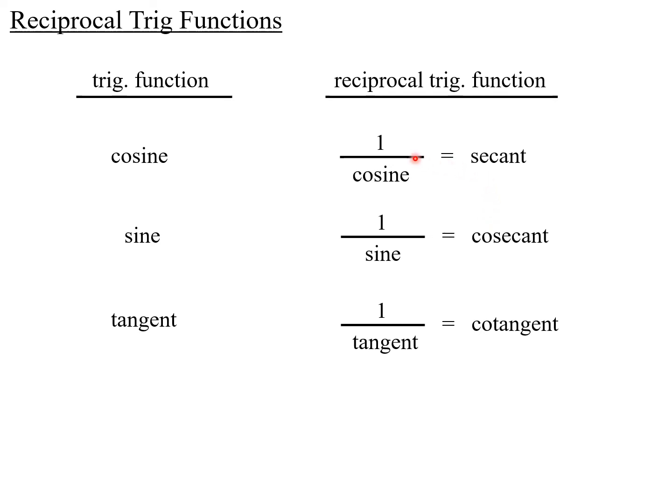And you're going to have to memorize this. A secant is 1 over the cosine, a cosecant is 1 over the sine, cotangent is 1 over the tangent. Okay?